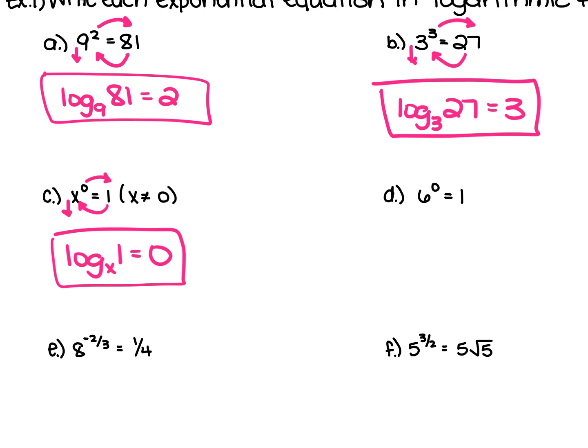For D, you have 6 to the power of 0 is equal to 1. So we're going to drop down that 6. The 0 becomes our answer. The 1 becomes our whole number. We have log 6 of 1 is equal to 0.